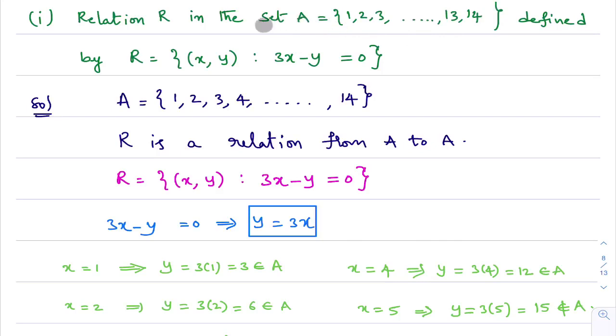Okay, the question will be given like this. Now what do you need to check? You need to check whether this relation is a reflexive relation, a symmetric relation, or a transitive relation. All those three properties you need to check.